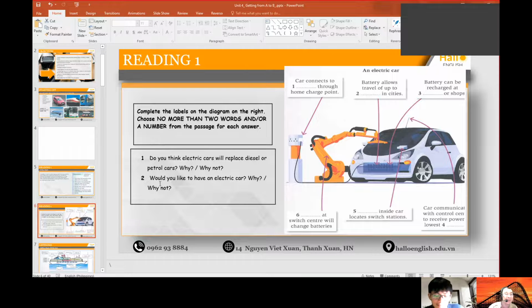Number two. Would you like to have an electric car? Why? Why not? For me, yes. Me too. What about you, Koi? Me too. Yes, but there would only be restricted areas, right? Maybe just within the city.